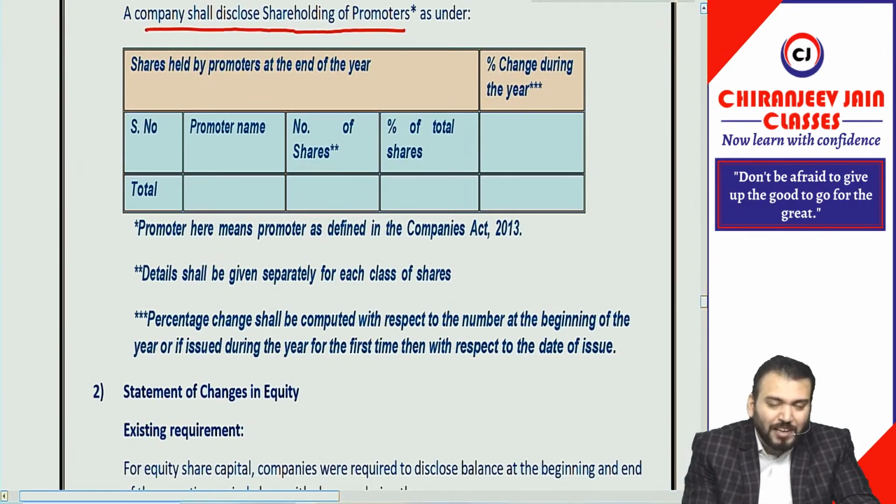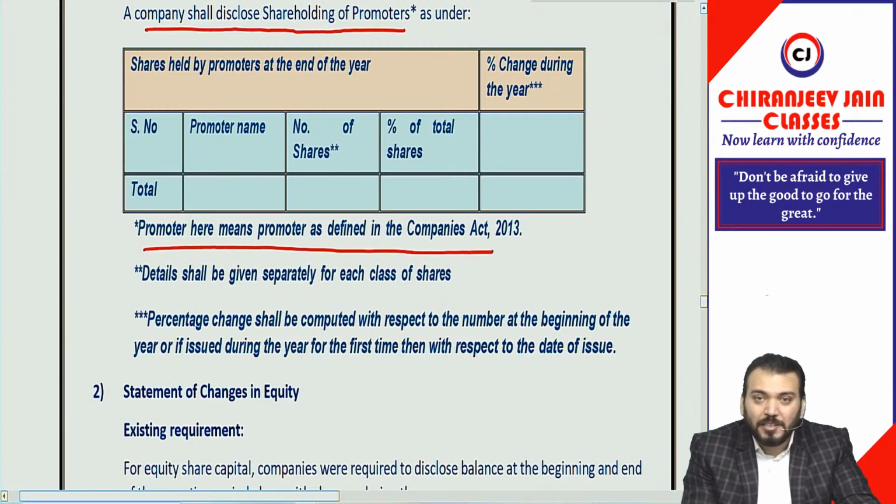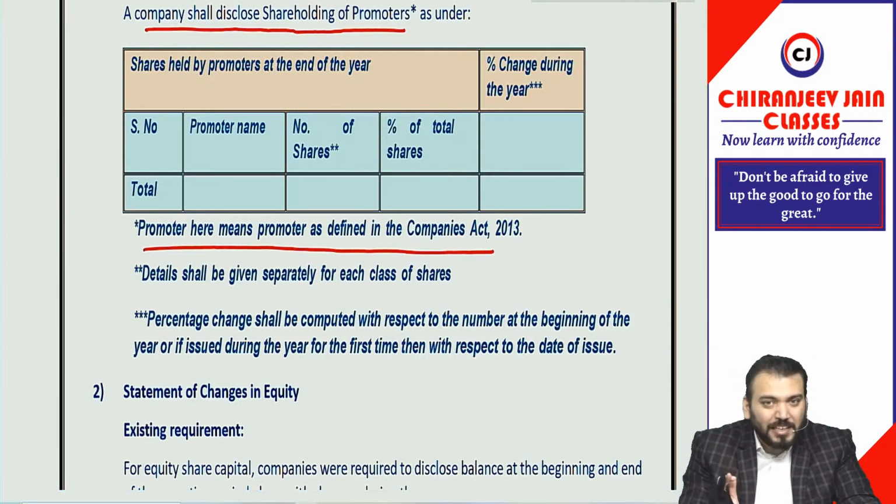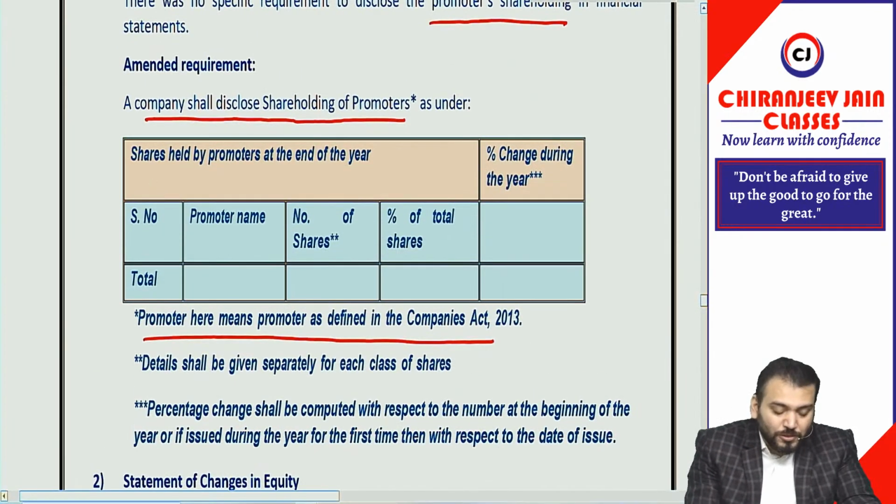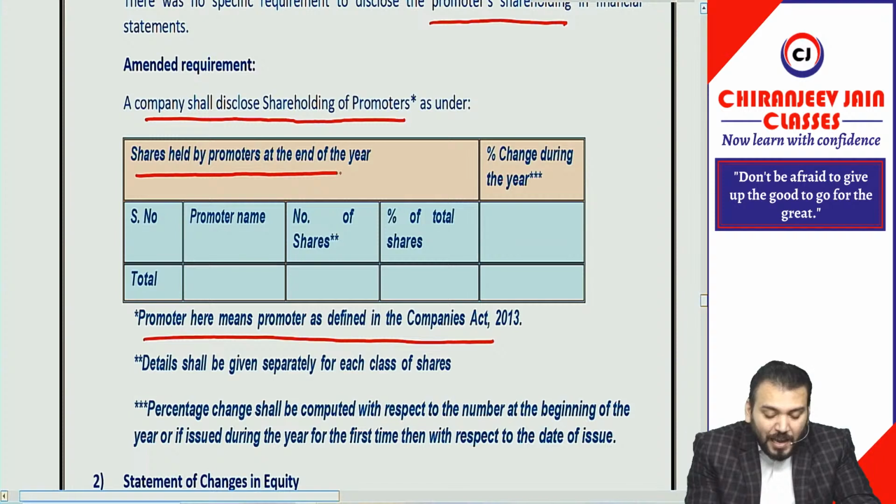If you don't know, what clarification has been given? Promoter means promoter as defined under the Companies Act. So you all know about the Companies Act; go and refer to the definition of promoter there. I am not explaining the meaning of promoter right now. You all know who the promoters are. Correct? So we need to disclose the shares held by the promoters at the end of the year.